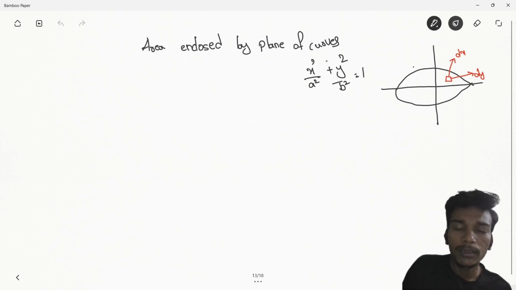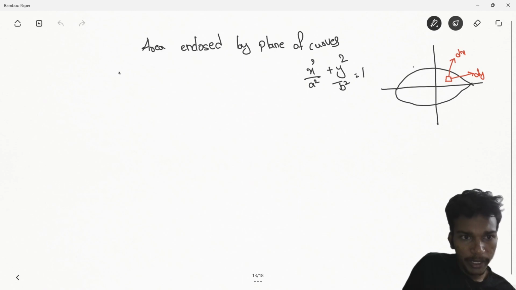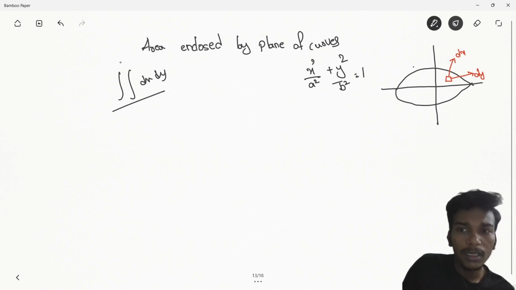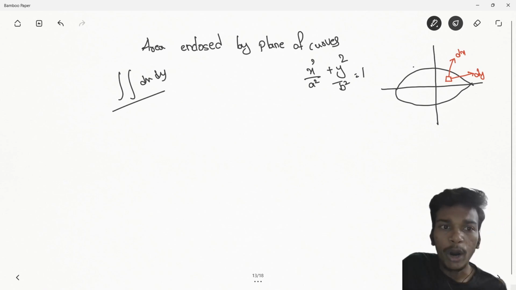Hi guys, welcome back. In this video, we are going to discuss double integral dx dy as a function of area. That means if you are going to integrate a function dx dy within certain limits, then we are going to get the area bounded between those limits.